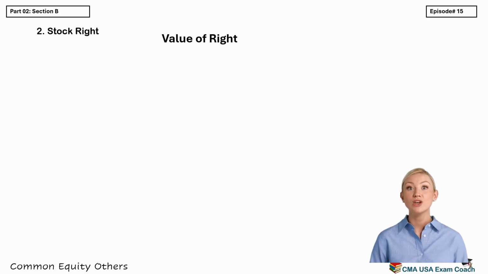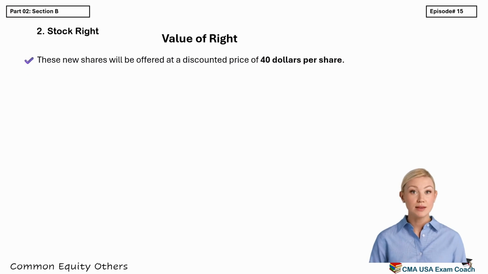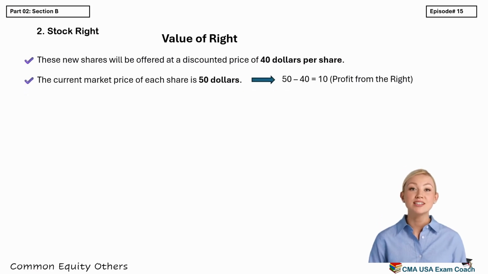Now that we understand what a stock right is, the next question is, does the right itself have any value? Let's think about our example to find out. In our example, we are able to buy the new shares at $40 each, but the current market price is $50. This means that if we buy a share for $40 using our rights, we could potentially sell it immediately in the market for $50.